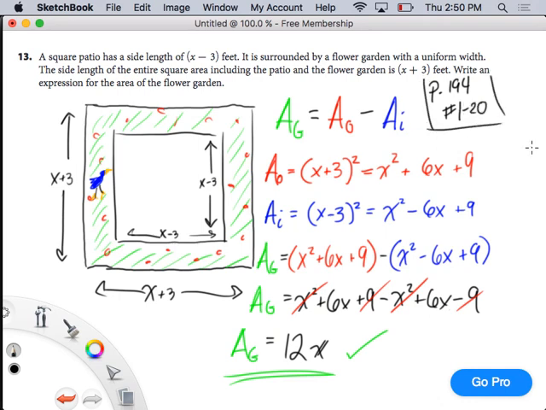194, numbers 1 through 20. That's the homework. All right. Good job, guys.